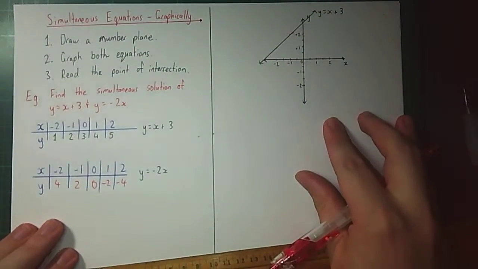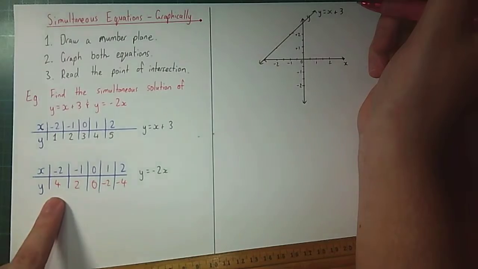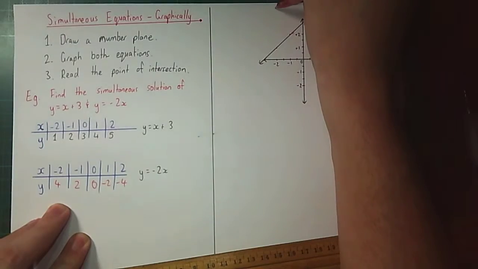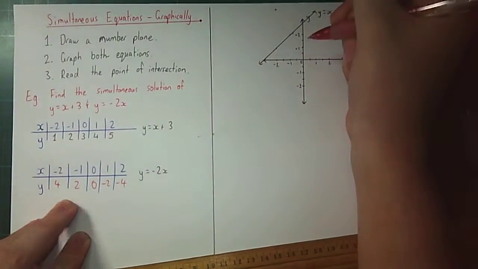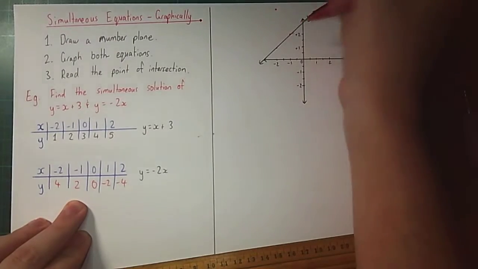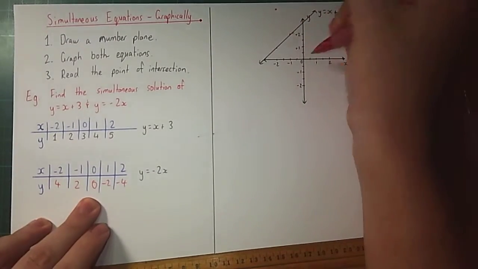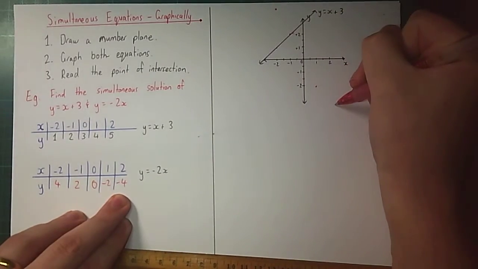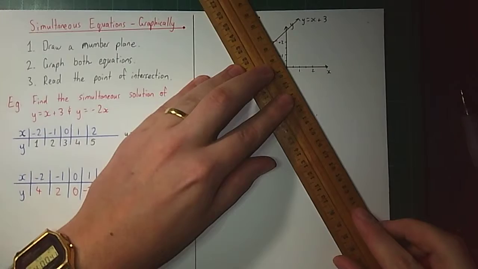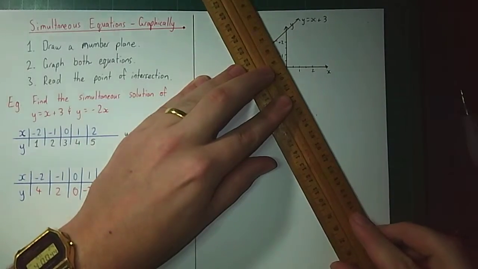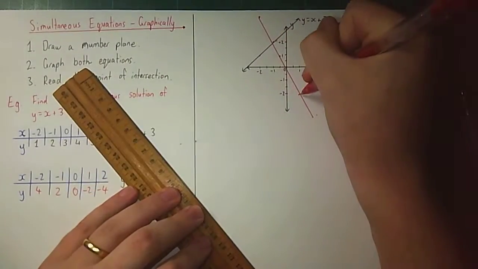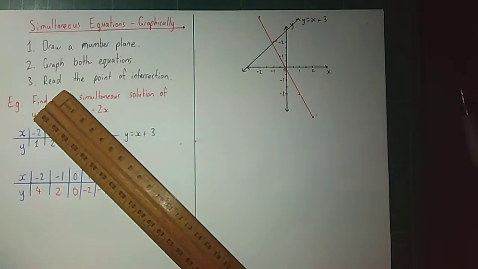Here, if we've got minus 2, we have 4, so that's going to be up here somewhere, probably about there. At minus 1, we've got a positive 2, so that's there. At 0 we have 0, at 1 we have minus 2, and at 2 we have minus 4, so that's going to be about there. So I'll try my best to graph these. It's a little bit off there, but close enough.